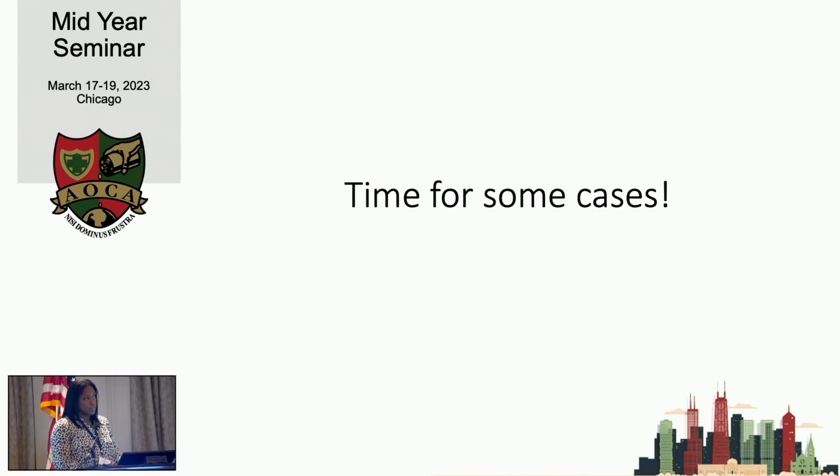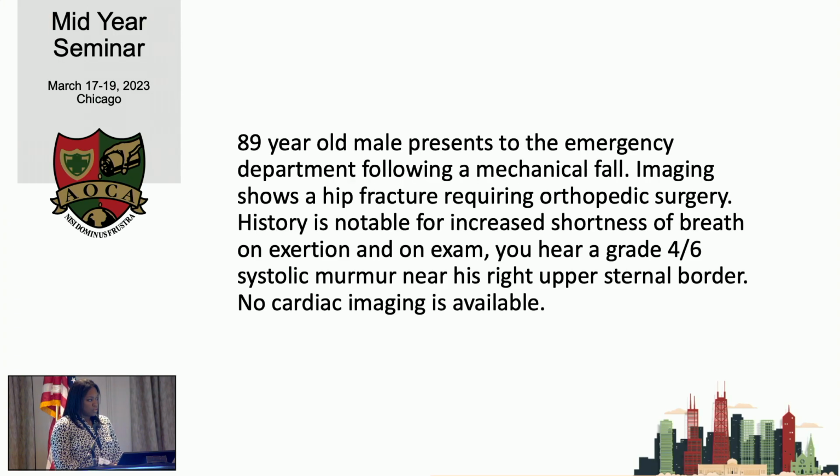So I wanted to go over a couple case scenarios, just an overview, in some situations where cardiac anesthesiology input may be of help. So the first case, we have an 89-year-old gentleman who presents to the emergency department following a mechanical fall. Imaging shows a hip fracture requiring orthopedic surgery. His history is notable for increased shortness of breath on exertion, and on exam, you hear a high-grade systolic murmur near his right upper sternal border. There's no cardiac imaging available, but you have a high suspicion that this patient has some degree of aortic stenosis.